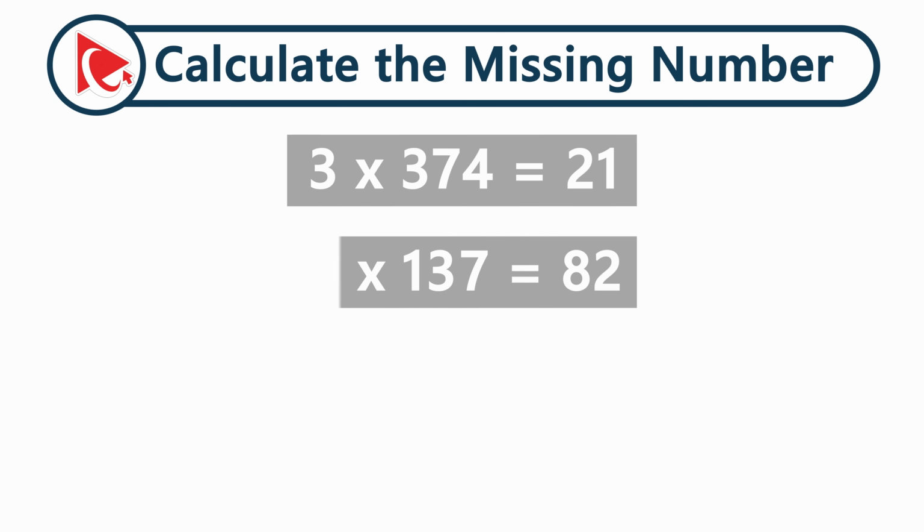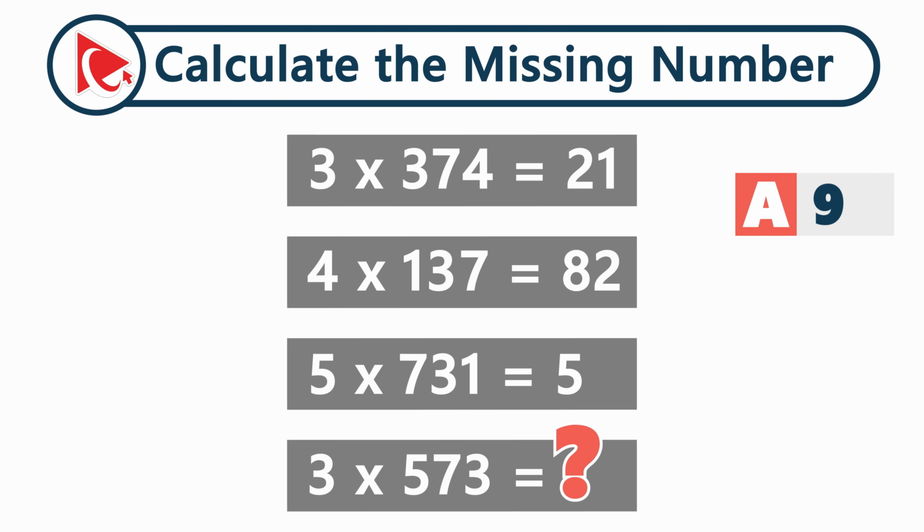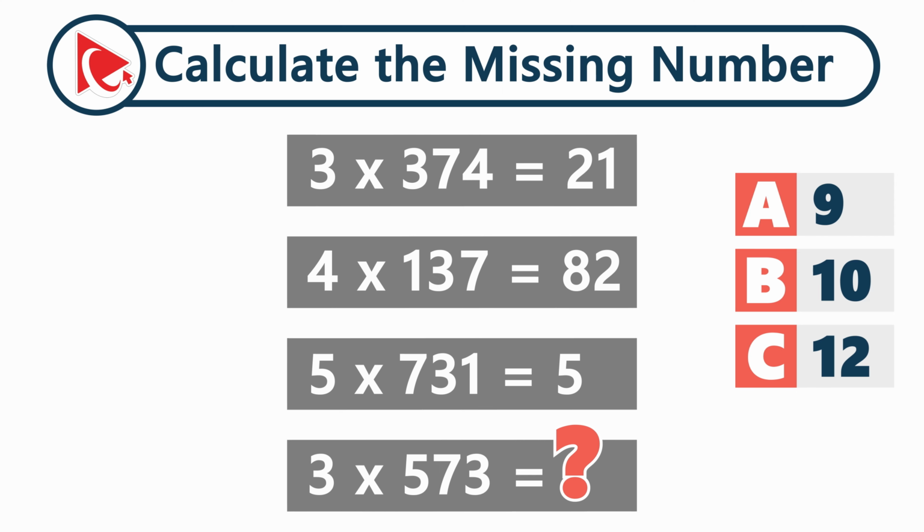You're presented with four expressions. 3 multiplied by 374 equals 21. 4 multiplied by 137 equals 82. 5 multiplied by 731 equals 5. And then last one, 3 multiplied by 573 equals the missing number, which you need to calculate and select out of 4 possible choices. Choice A, 9, choice B, 10, choice C, 12, and last but not least, choice D, 16.